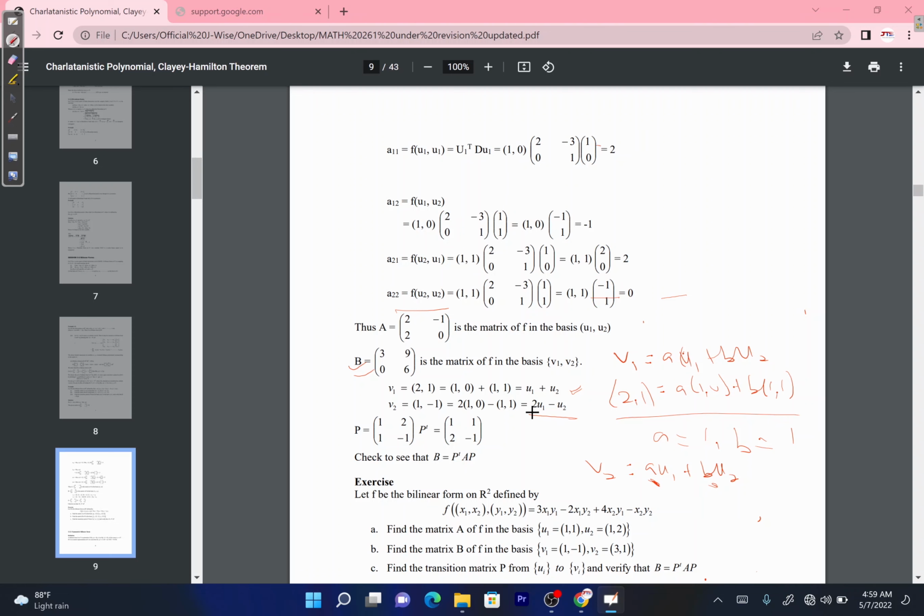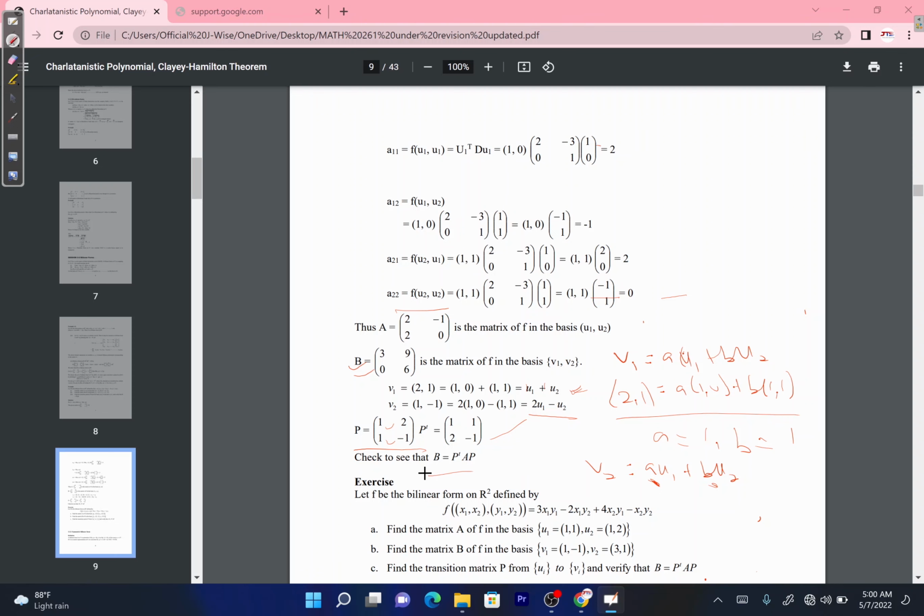Okay, now v1 is the same as u1 plus u2. The coefficients will be the elements in the first column of the transition matrix P. So we have 1, 1 here. The same thing applies to v2. We have 2, -1, so that will be the elements in the second column. So this is our transition matrix P. Then you can find the transpose. Now you can check to see if this is true.